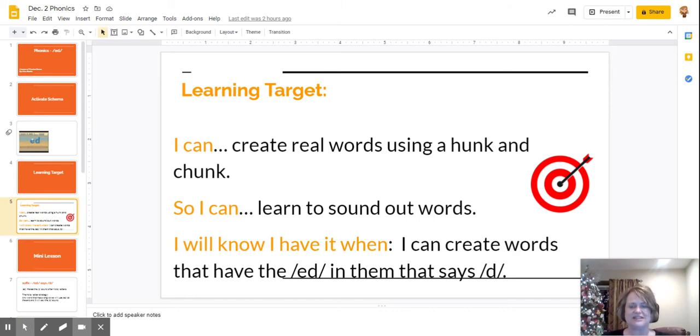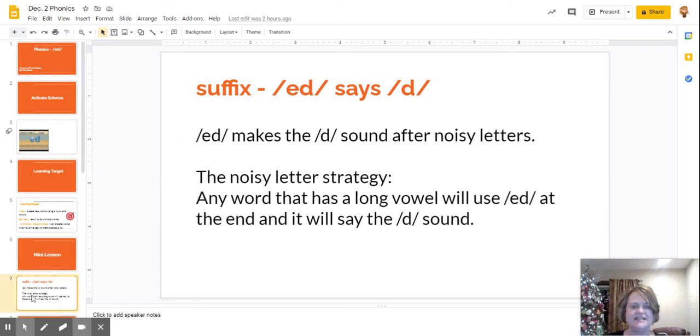So the learning target says I can create real words using the hunk and chunk, so I can learn to sound out words. I will know I have it when I can create words that have the ED in them that says D at the end. So let's jump in and talk a little bit about the suffix ed saying D.